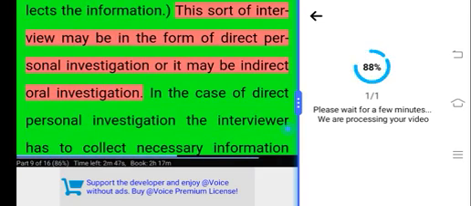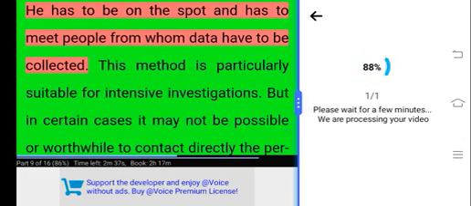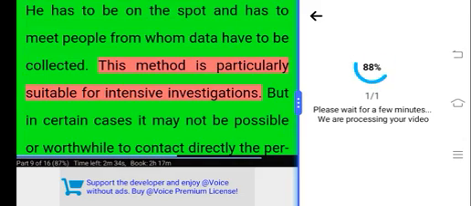This sort of interview may be in the form of direct personal investigation or it may be indirect oral investigation. In the case of direct personal investigation, the interviewer has to collect necessary information personally from the sources concerned. He has to be on the spot and has to meet people from whom data have to be collected. This method is particularly suitable for intensive investigations.